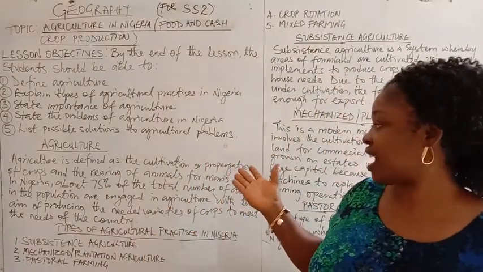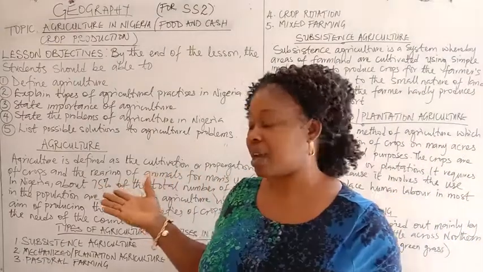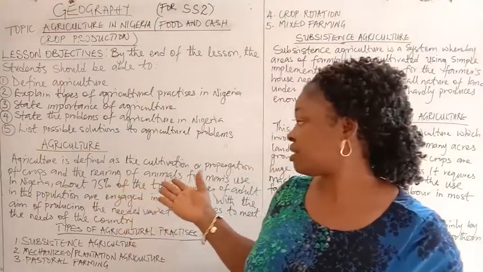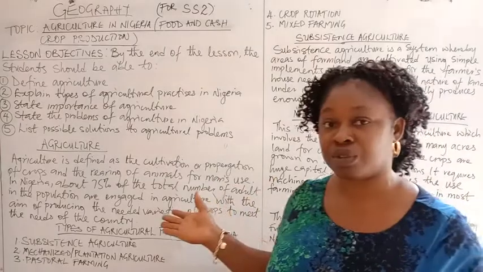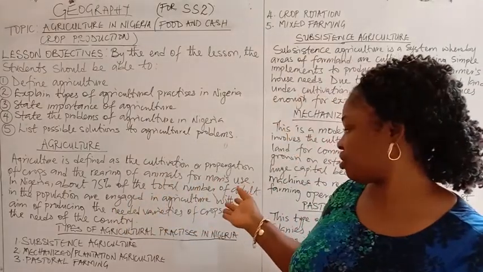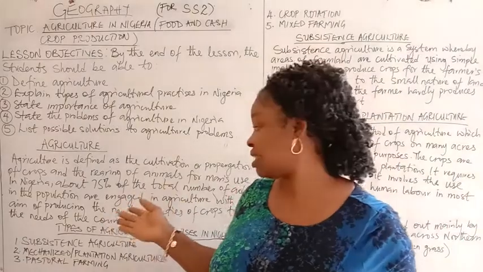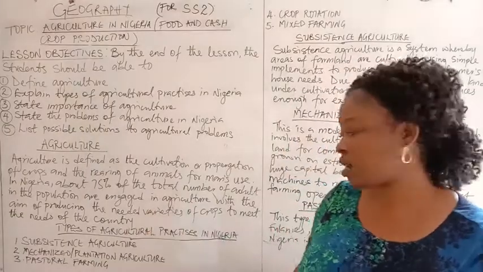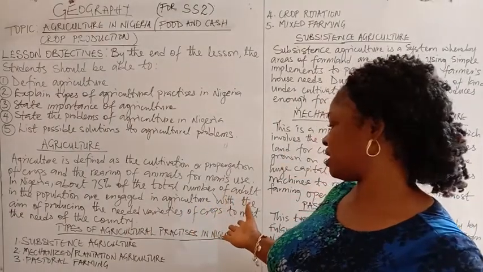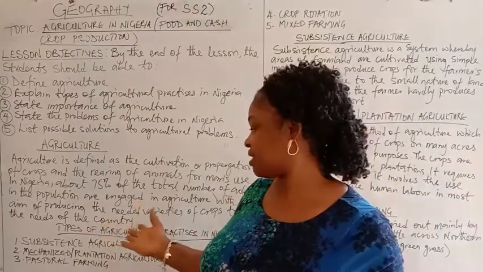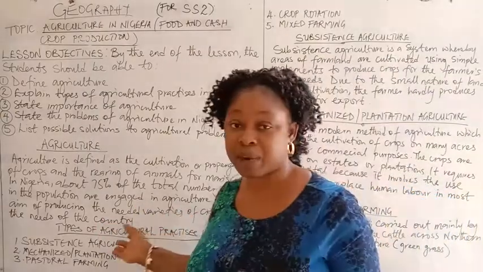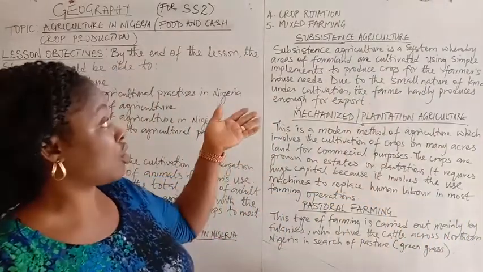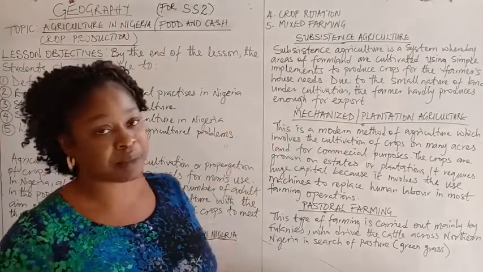Agriculture is defined as the art of propagation of crops and the rearing of animals for man's use. In Nigeria, 75% of the total number of adults are engaged in agriculture, with the aim of producing the needed varieties of crops to meet the needs of the country. Here we are going to look at the types of agricultural practices in Nigeria, where we have subsistence agriculture, mechanized or plantation agriculture, pastoral farming, crop rotation and mixed farming.